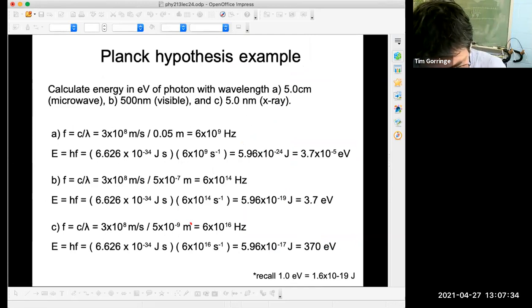Okay. Let's just look at an example of Planck's hypothesis.